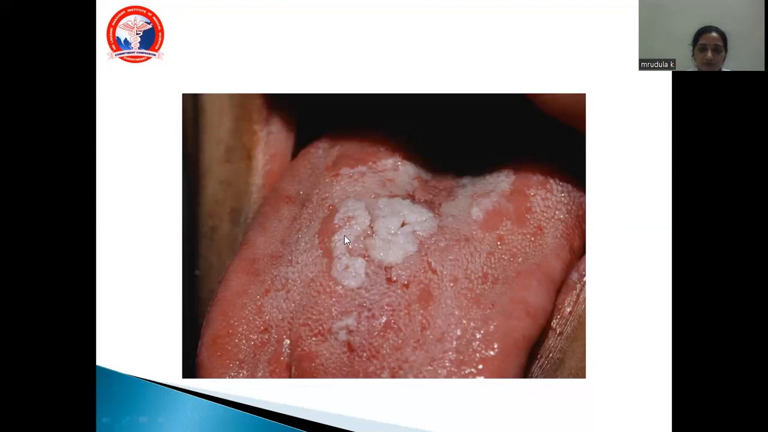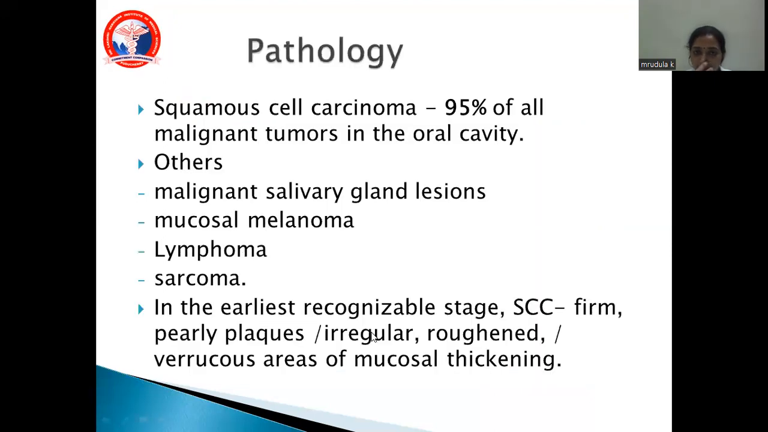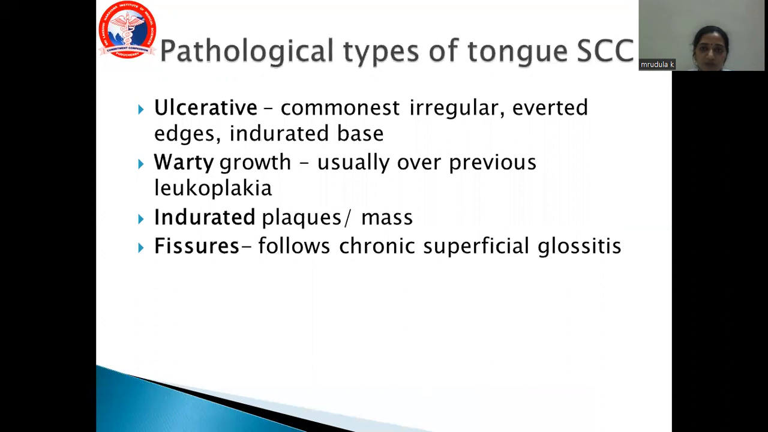Then coming to the pathology, squamous cell cancer occurs in about 95% of oral malignancies. Other sites, such as malignant salivary gland lesions, mucosal melanomas, lymphomas, and sarcomas, also come under oral cavity cancers. In the earliest recognizable stage of squamous cell cancer, there are firm pearly plaques or irregular roughened verrucous areas of mucosal thickening.